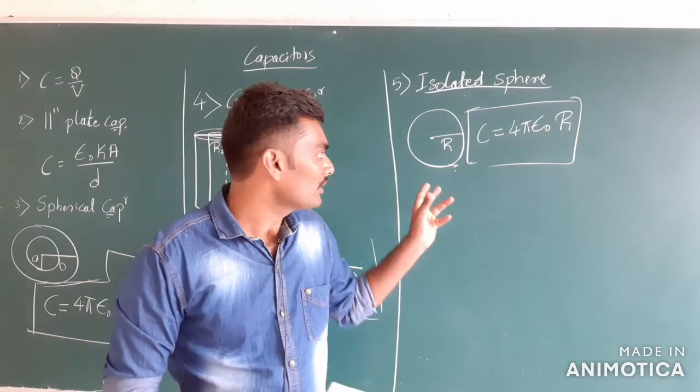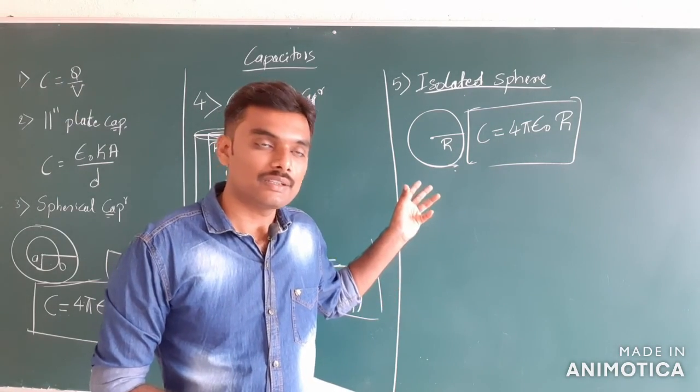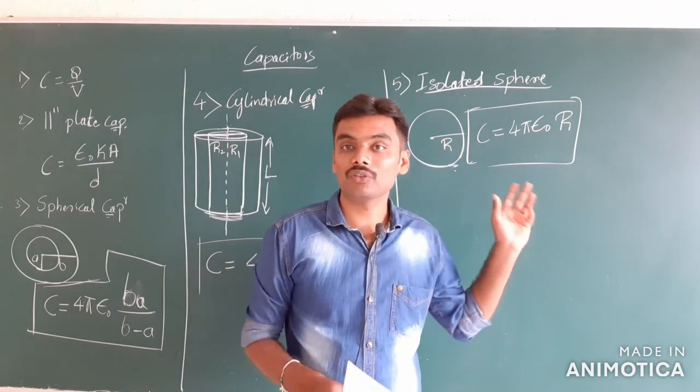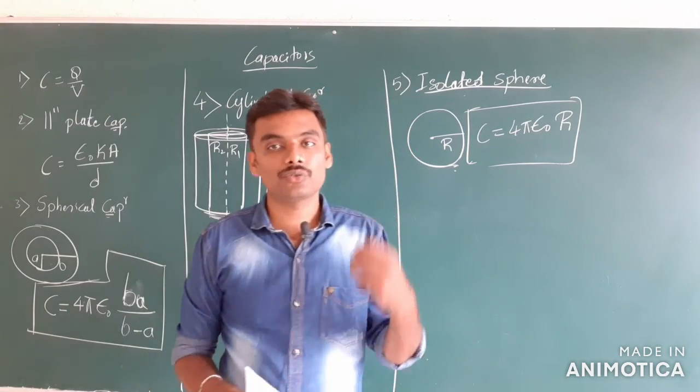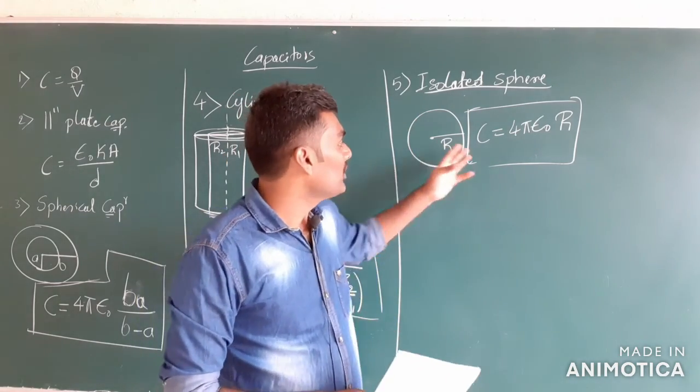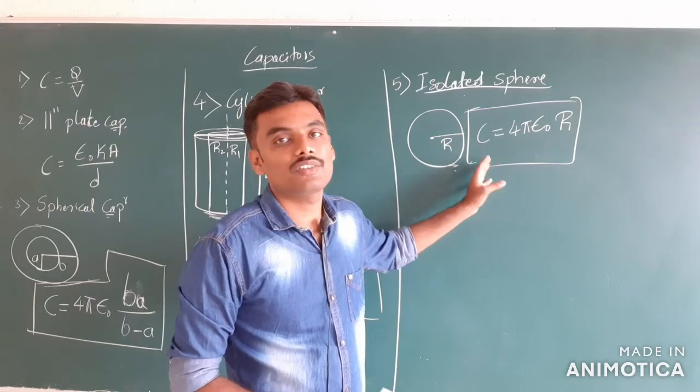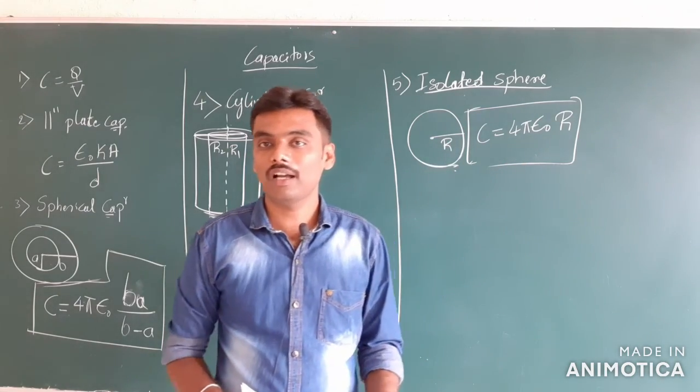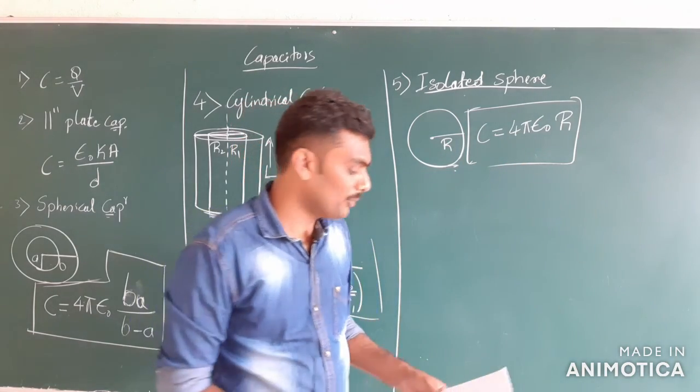This isolated sphere also has a certain ability to store charge. That ability itself is this capacitance. C is equal to 4 pi epsilon naught R. Okay, very important.